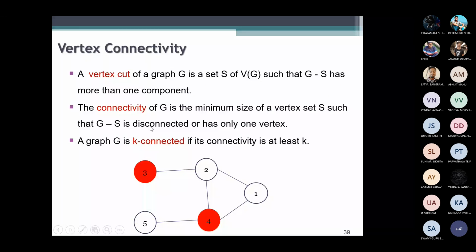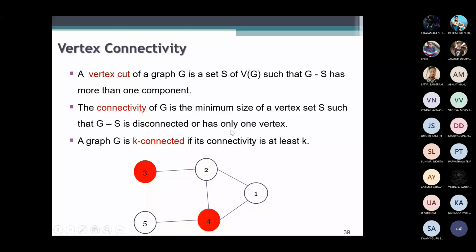is connected. If you delete 2 also, 1 4 is connected. If you delete 4, 1 2 is connected. So basically for a complete graph, this connectivity definition is changed a bit. The connectivity of G is the minimum size of a vertex set S such that either G minus S is disconnected or has only one vertex.